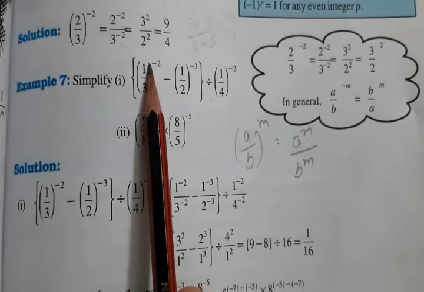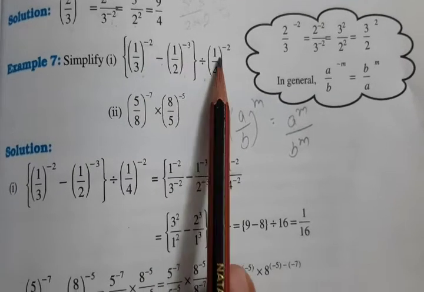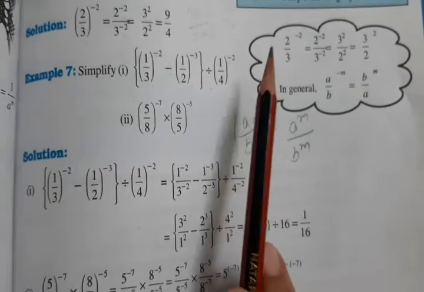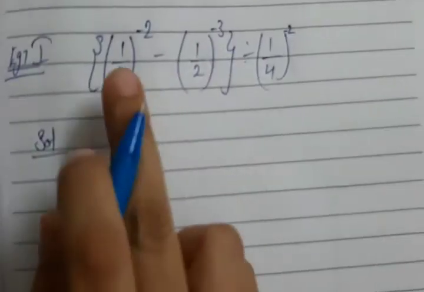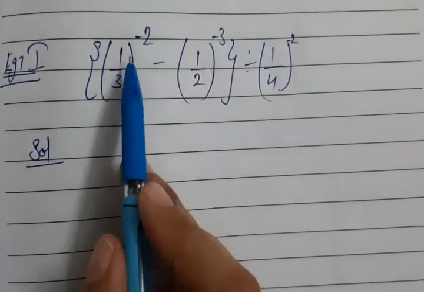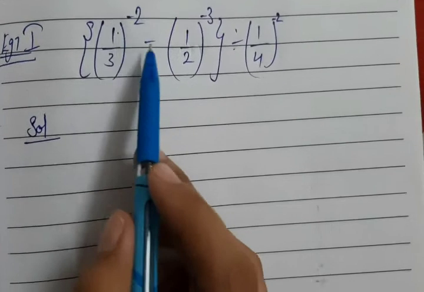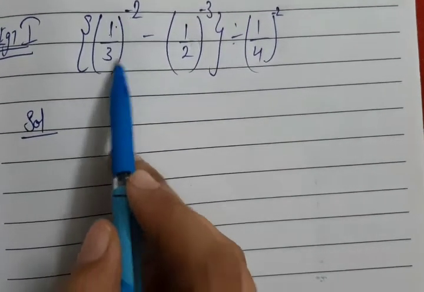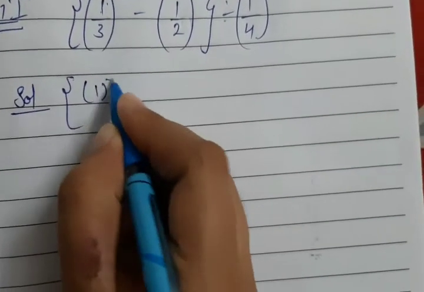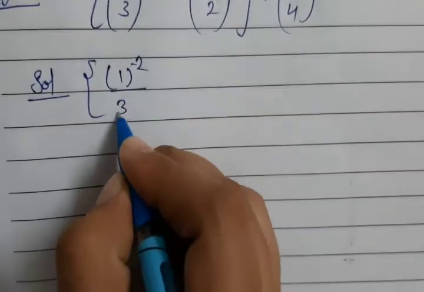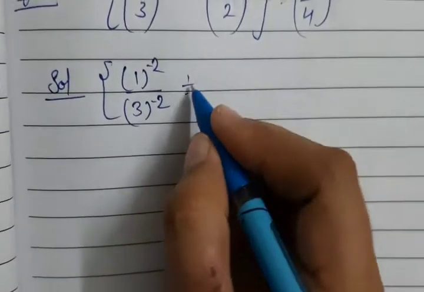Now simplify this: 1 by 3 raised to power minus 2, minus 1 by 2 raised to power minus 3, divided by 1 by 4 raised to power minus 2. How will we solve? Firstly, we will solve these brackets. In that same law, a by b raised to power m is equal to a raised to power m and b raised to power m, we will use that law. That is equal to 1 raised to power minus 2 and 3 raised to power minus 2. Similarly, the same law is used here.